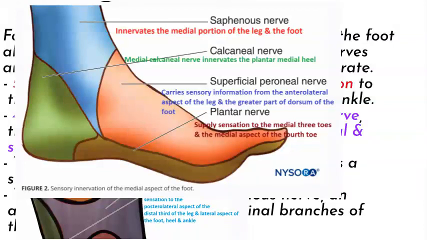The second figure shows the sensory innervation of the medial aspect of the foot. We can see the saphenous nerve innervates the middle portion of the leg and the foot. The calcaneal nerve, especially the middle calcaneal nerve, innervates the plantar medial heel. The superficial peroneal nerve carries sensory information from the anterolateral aspect of the leg and the greater part of the dorsum of the foot. And lastly, plantar nerve supplies sensation to the middle 3 toes and the middle aspect of the 4th toe.